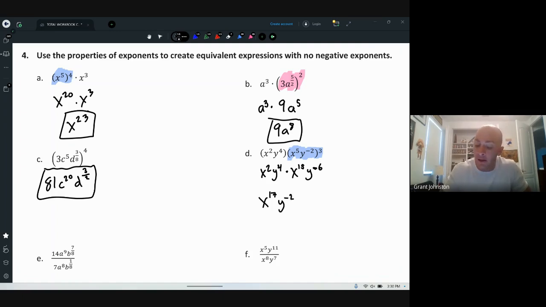But here's the thing. The question wants a final answer with no negative exponents. So since we have y to the -2, that's going to shift down, and we're going to have y to the +2 on our denominator.